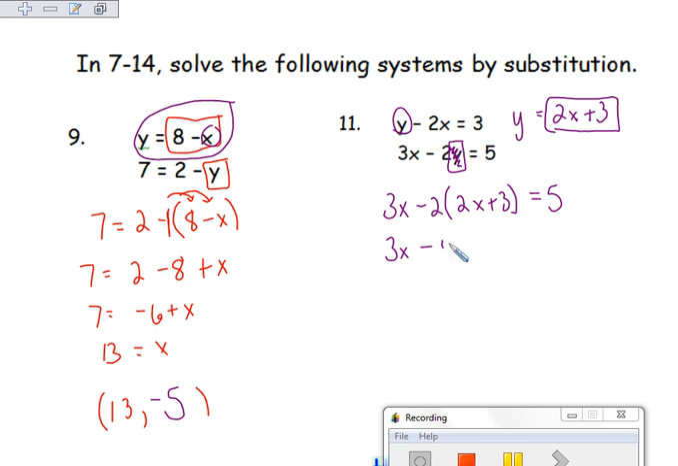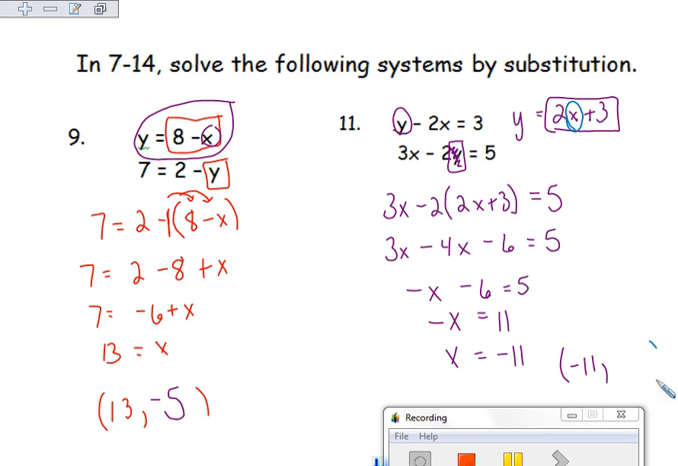So I get 3x minus 4x minus 6 equals 5. And then I can simplify. So x is equal to negative 11. Now the only thing left is to plug in negative 11 here and get my y value. So I'll leave that for you to finish.